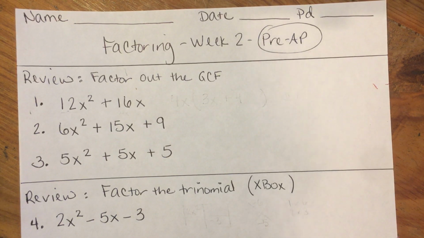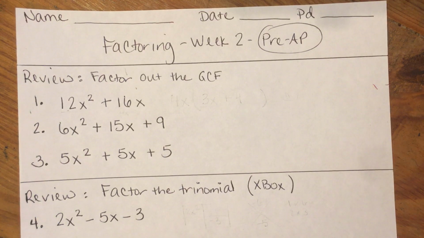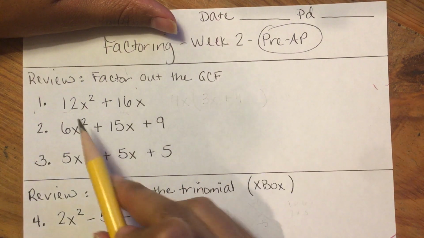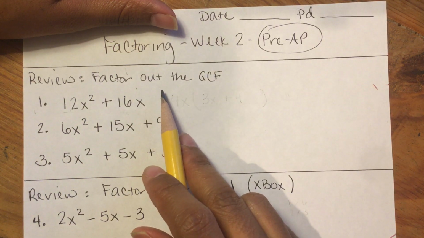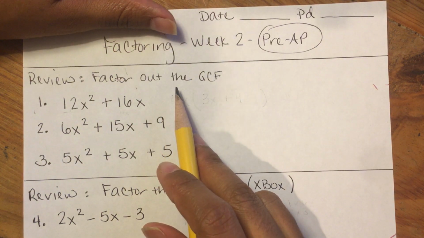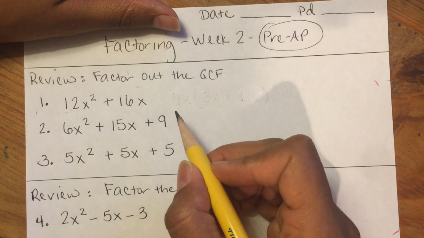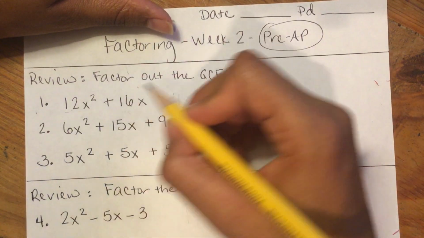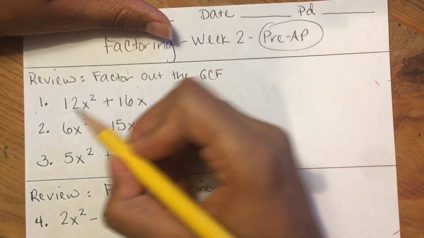I need to teach you how to factor out a GCF before you Xbox. So, in order for me to do that with you, let's review a little bit, okay? So last week you learned how to factor out a GCF. How do you factor out a GCF? Well, you identify it first and then you put the remainder in the parentheses, okay? So step 1, identify it first.